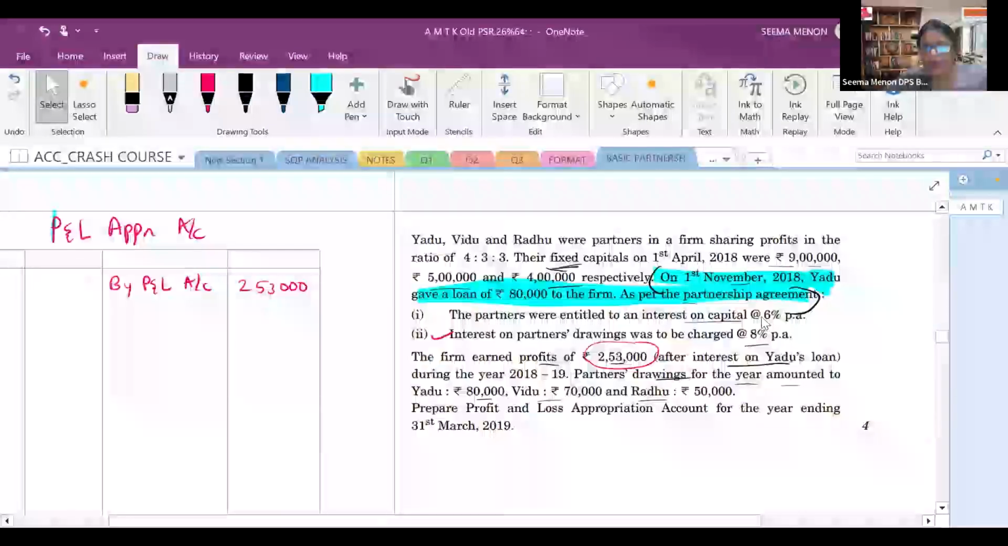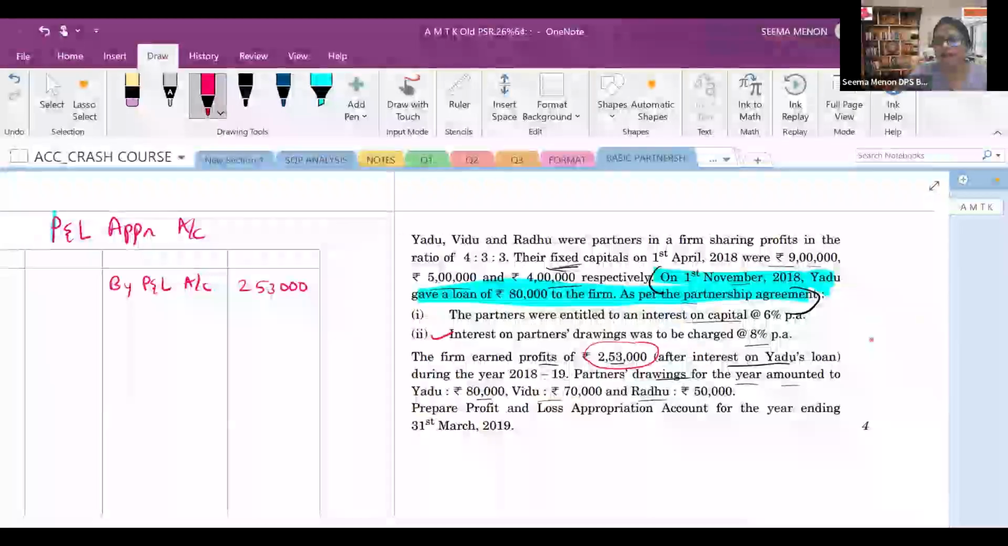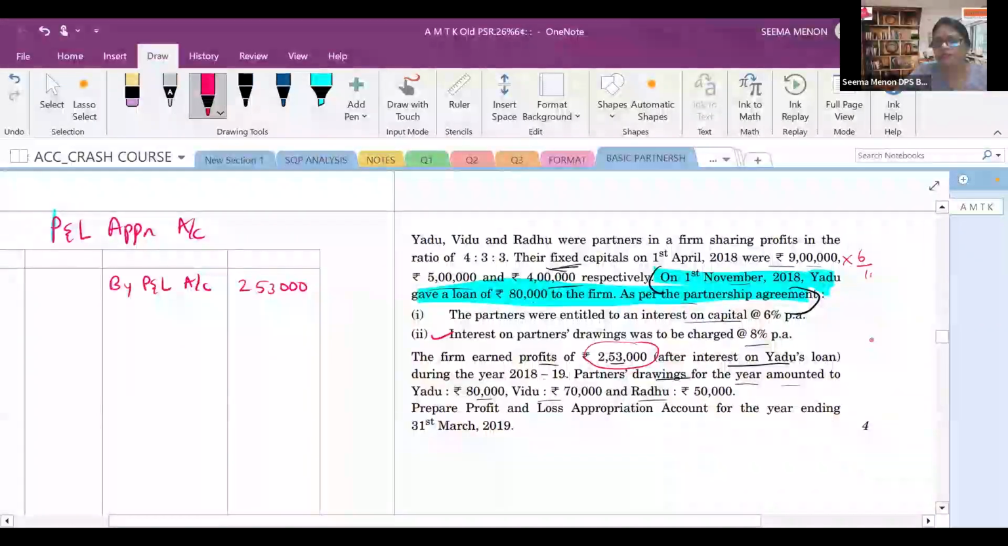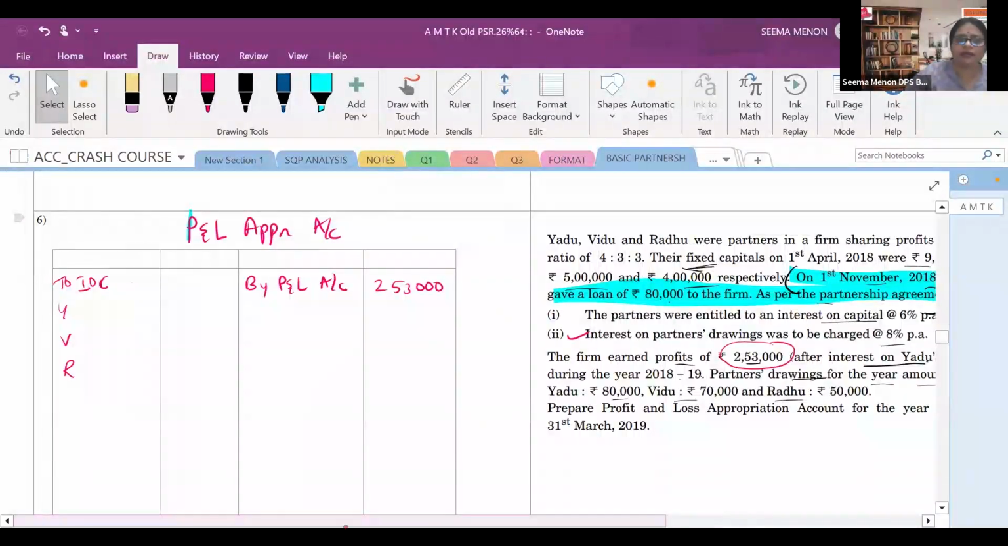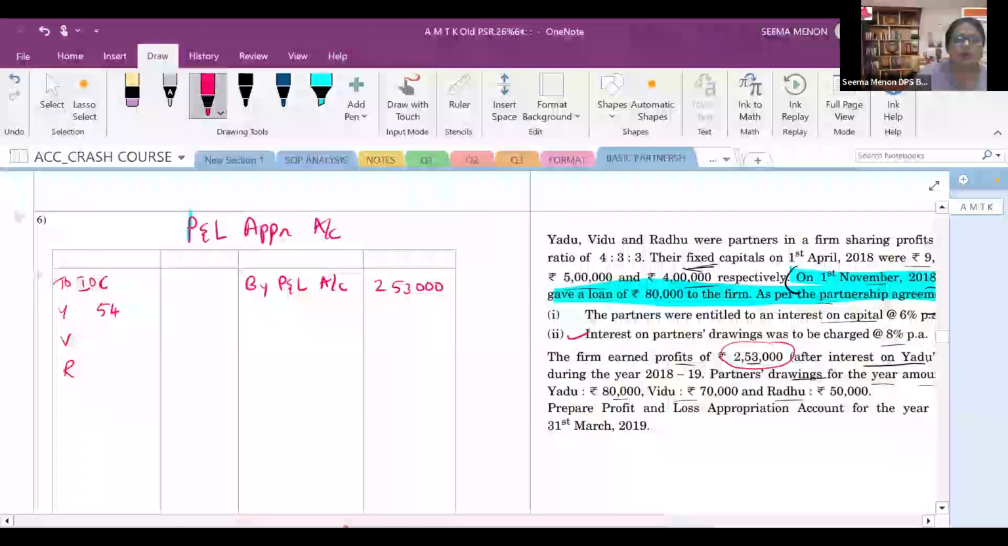And the partners are entitled to interest on capital at 6%. So first I will show you: 9 lakh upon 6 by 100 you need to find out. If you solve it, we get 54,000. Like that you can solve the others also. So here you will be writing interest on capital.